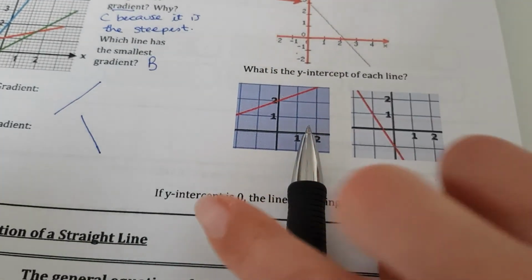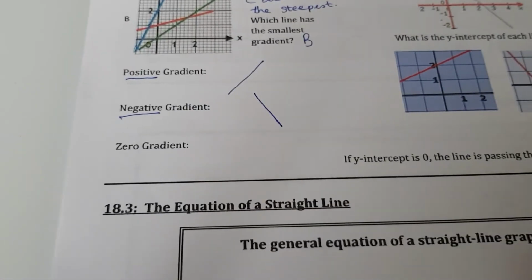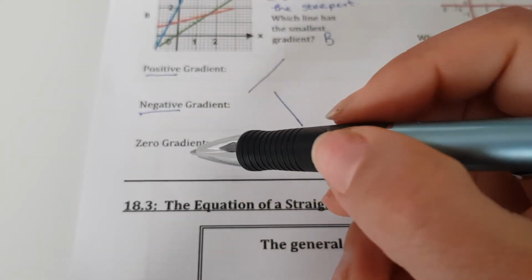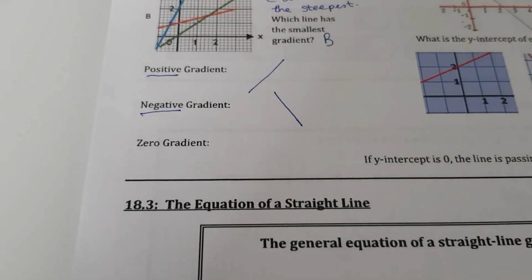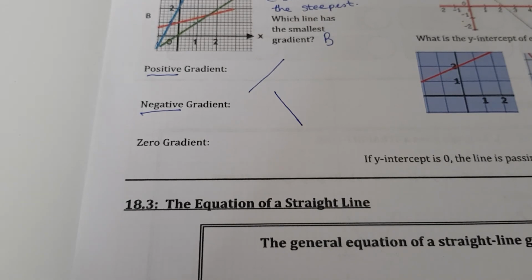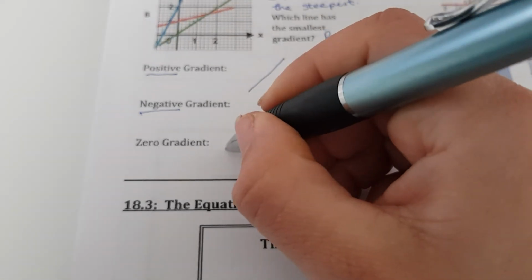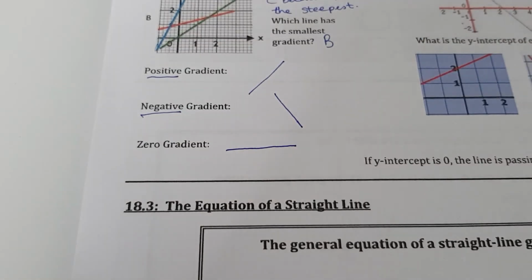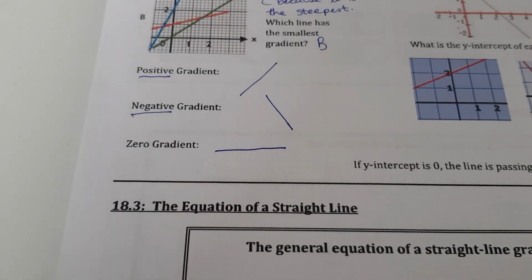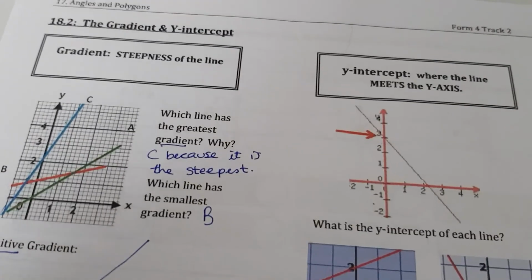So a line like this has a positive gradient, a line like that has a negative gradient, okay? Also, what does a zero gradient mean? Zero gradient, it means it's a road that is not steep, okay? So it's a horizontal line. That's a zero gradient.